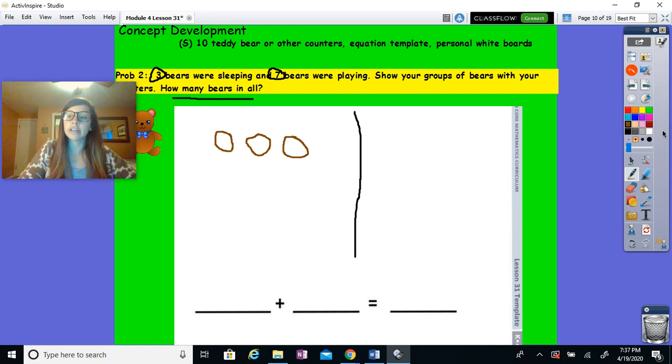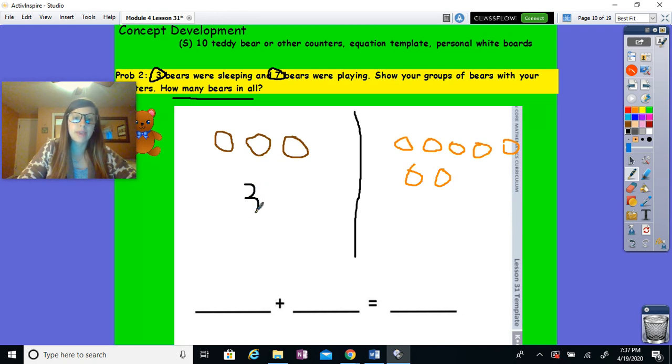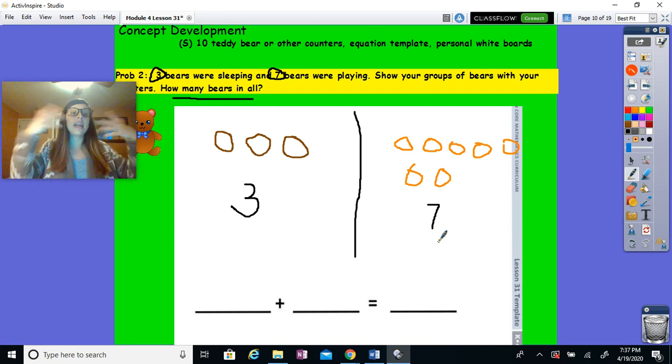So I'm going to change my color. Let's see, how about orange? Okay, and I'm going to draw 7. 1, 2, 3, 4, 5, 6, 7. Okay, so we had 3 bears that were sleeping and 7 bears that are playing. So now the only thing that we have left to do is count how many bears there were in all. So how many were sleeping and playing all together, and write our numbers in our number sentence.